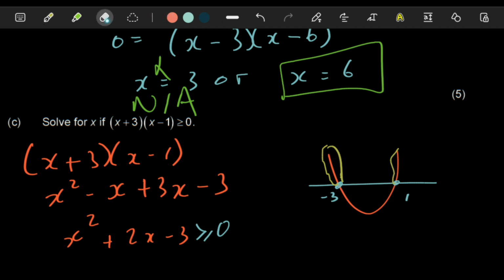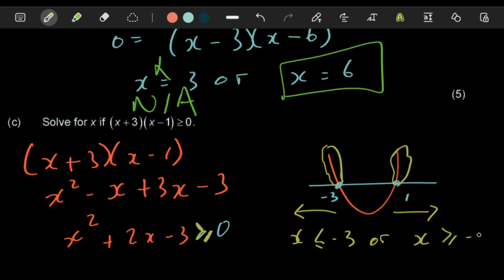Why is my graph doing some funny stuff? Don't worry about my graph, it's not to scale. But for you to be getting these values, you're talking about x values to the left. For these values, you're talking about x values to the right, as well, because this is saying bigger or equal to 0. So here you're going to say x is smaller or equal to -3, or x is bigger or equal to -1.